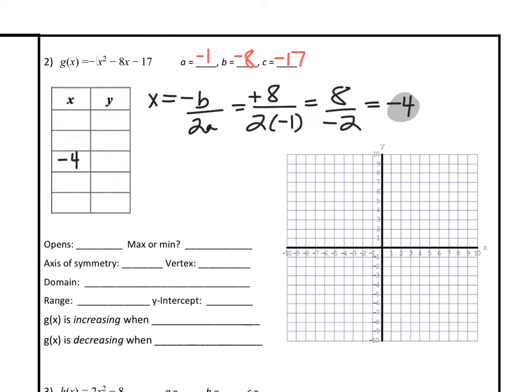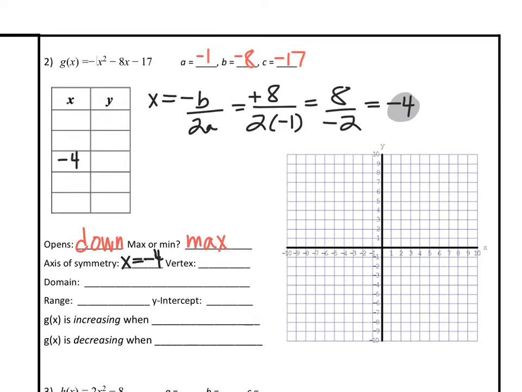Let's fill in some key information first. We know since the a value is negative that it's going to be a sad parabola and open down, meaning that the vertex would be a maximum. It'll be at the top. The axis of symmetry we already know is x equals -4. And here in a second, we're going to go back to Desmos and get the rest of our table so we know what the vertex is.